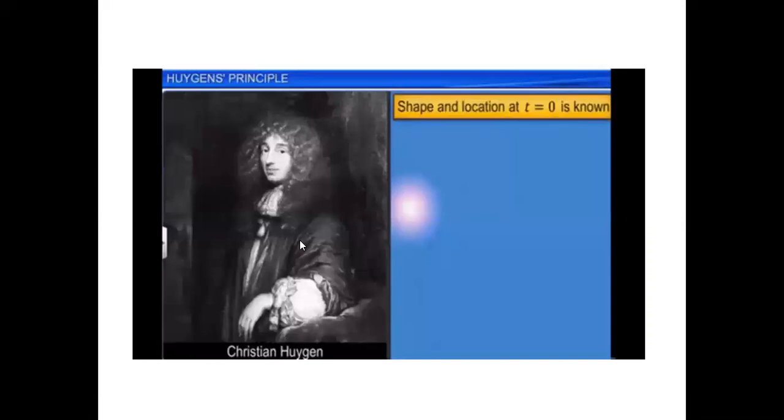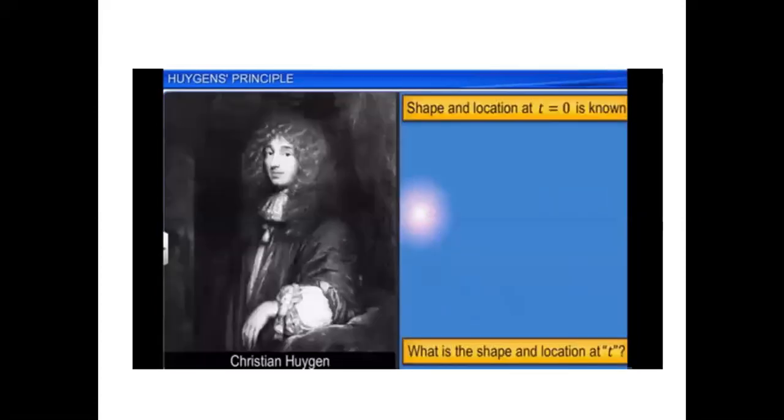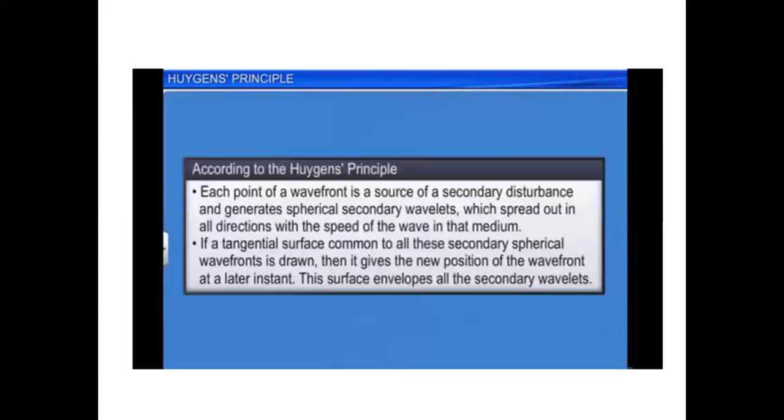And this is what Christian Huygens said. At the time t, you can find out what is the shape of the wavefront. After a certain time t, how can you draw the wavefront? What is the shape after time t? At a particular time, it may be spherical, it may be cylindrical. How does the wavefront grow? Now here comes the explanation of Huygens in terms of what you call secondary wavefronts, wavelets.